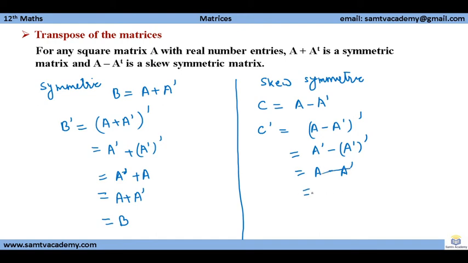It will become A transpose minus A. So if we want to write, we will take common minus here and write it like this, minus of A minus A transpose. So it is equal to minus C. What is the property of a skew symmetric matrix? That any matrix should be equal to minus of its transpose. So we see that it is a skew symmetric matrix.